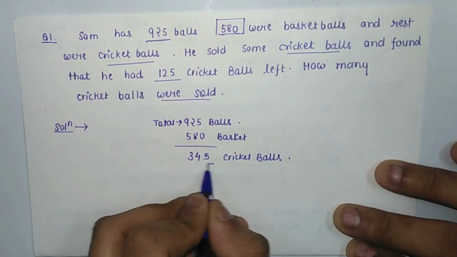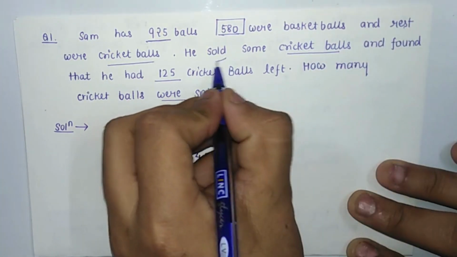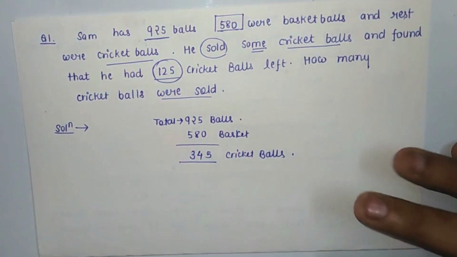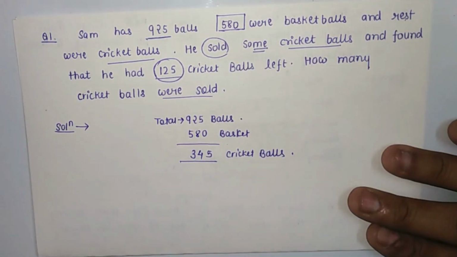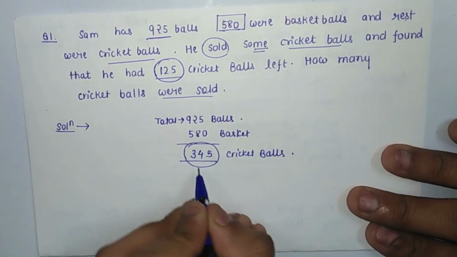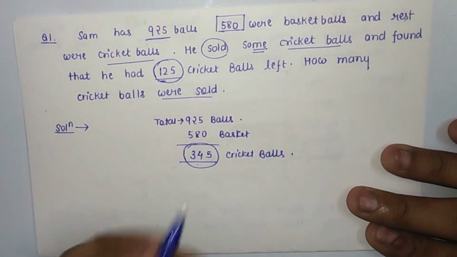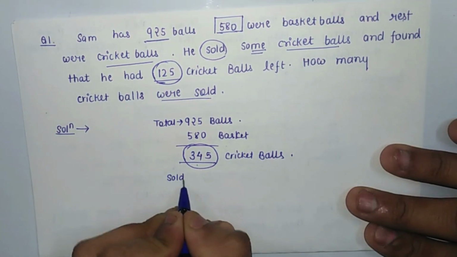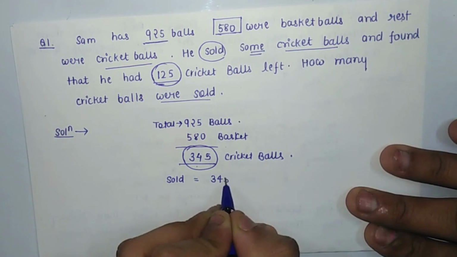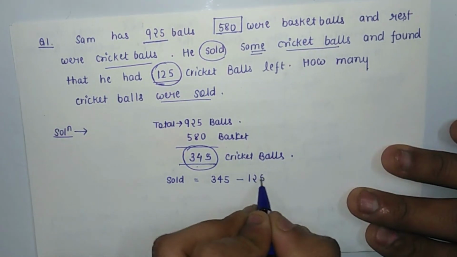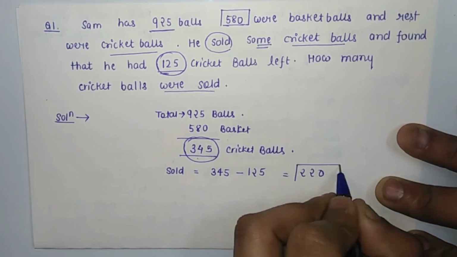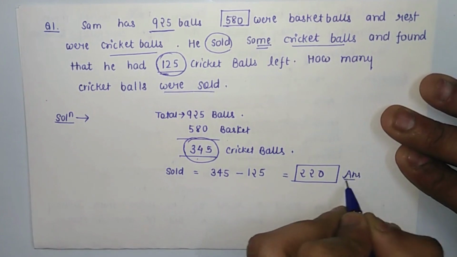Now out of these 345 cricket balls, he sold some of them. He sold some cricket balls and then he found that he had 125 cricket balls left. How many cricket balls did he sell? If we take the difference between the total number of cricket balls and the number of balls which are left, we will get the total number of balls which were sold. So the total number of balls sold will be equal to 345 minus 125, which is equal to 220, and this will be the answer for this question.